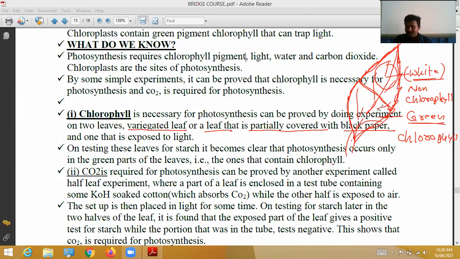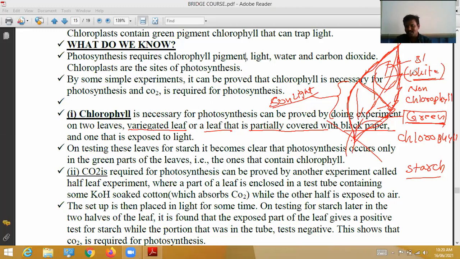See, after some time, you cut this leaf from the plant and test it for starch, to see whether photosynthesis occurred or not. The part of the leaf which is exposed to the sunlight looks green in color. The part which is not exposed to the sunlight does not turn green in color.